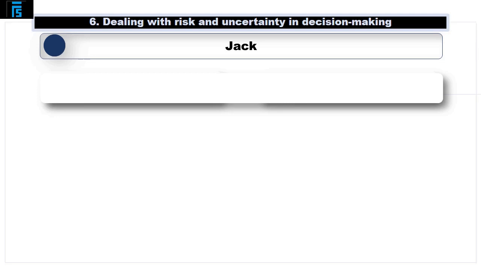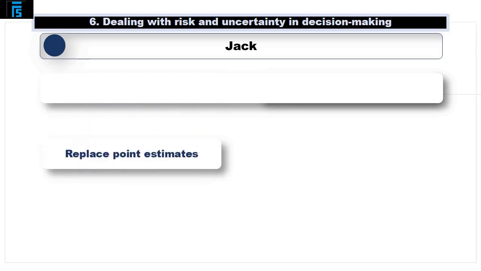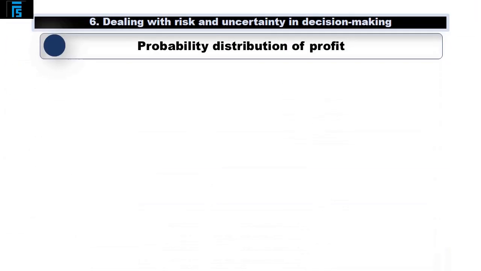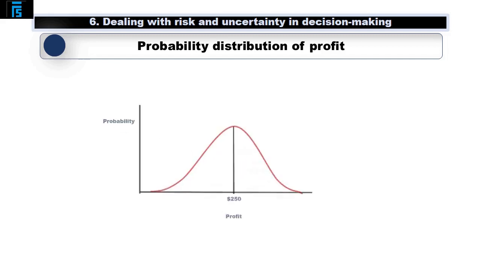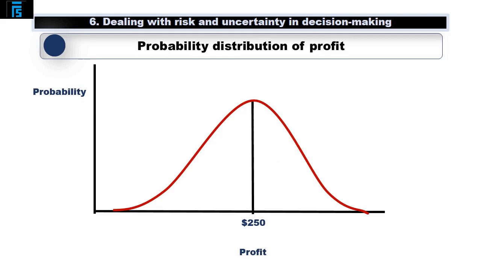Getting back to Jack, he could replace one or more of the point estimates with probability distributions, many of which may be normal distributions like we have considered. He, or rather a computer he is using, could then combine together the probability distributions to come up with a probability distribution of profit rather than the current point estimate of $250. It might look something like this.